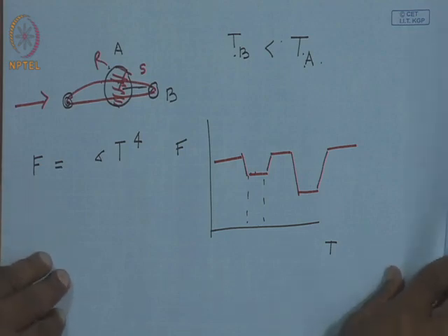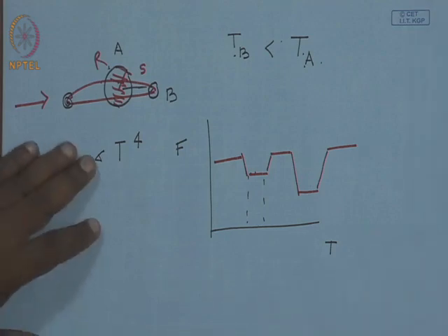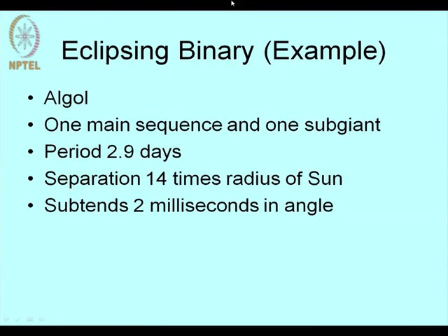So, this is the eclipsing binary, and an example is Algol, and one of the stars in this eclipsing binary is a main sequence star. A main sequence star is a normal star like ours which burns hydrogen, and the other star is a subgiant. It has a period of 2.9 days.